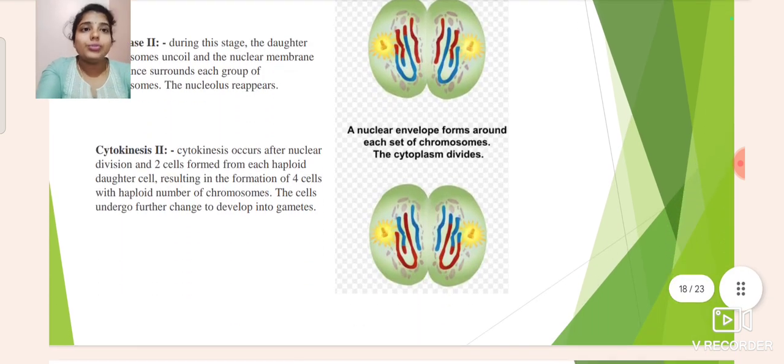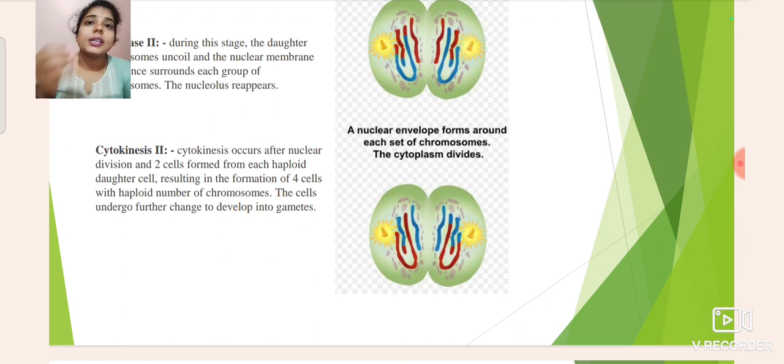Cytokinesis 2, what does it mean? Cytoplasm division will occur. So after karyokinesis, cytokinesis will occur. Then the two nuclear divisions and the two cells will form daughter cells, resulting in the formation of four haploid cells. So that is called cytokinesis 2. After karyokinesis, or nucleus division, there is the formation of the cytoplasm division. So the two haploid cells form four haploid cells, that is called meiosis 2.